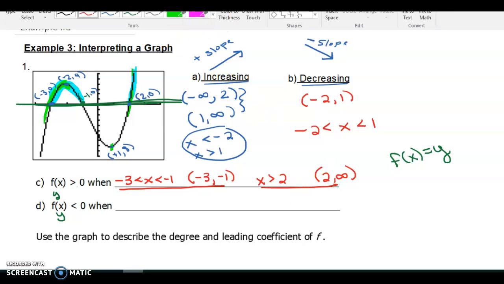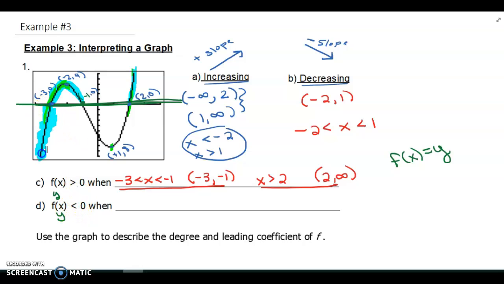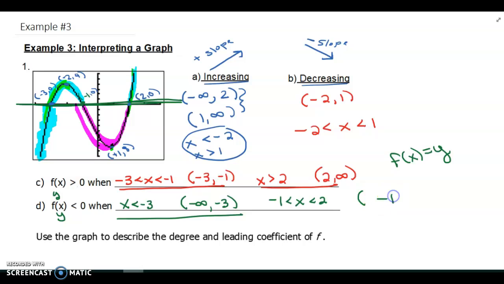Now, when is my y less than 0? Well, I'm less than 0 all right here. So I would write that either when my x is less than -3, or I could write -infinity to -3. These two are equivalent statements. Or I'm less than 0 right here. My y value is 0 right there, so I could say from -1 is less than x, which is less than 2. I believe this is how your book wants it, but interval notation would be from -1 to 2.